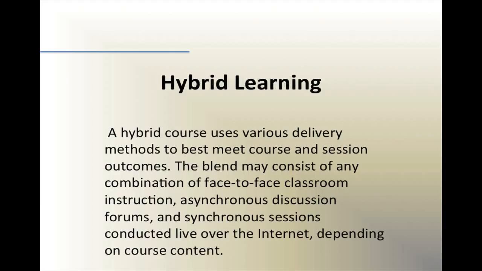Module 4 has to do with hybrid learning. A hybrid course uses a variety of delivery systems in order to meet both course needs as well as social outcomes. The course can have any type of combination of face-to-face instruction, asynchronous discussion, where students are able to check and respond to different questions or assignments on their own time schedule, as well as synchronous environments where the students and teachers are able to meet online at the same time.